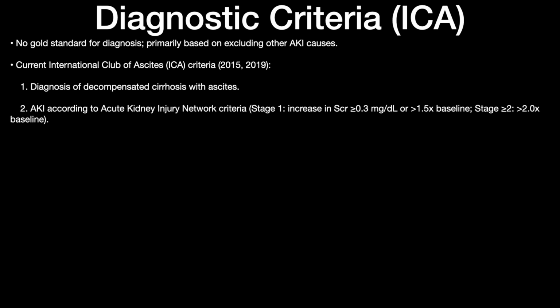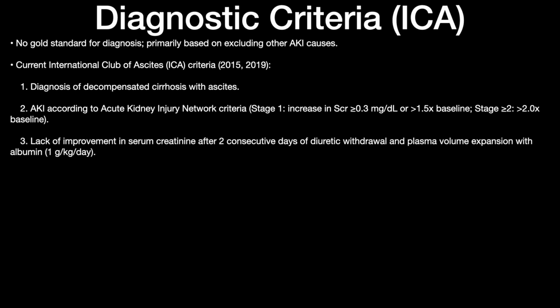The diagnostic criteria are by the International Club of Ascites, and there is no gold standard as of now. The society has this particular criteria: diagnosis of decompensated cirrhosis with ascites must be there. AKI according to the AKIN criteria. Lack of improvement in serum creatinine after 2 consecutive days of diuretic withdrawal and plasma volume expansion. This is very important. You have to do these things before you can say that the patient has HRS.